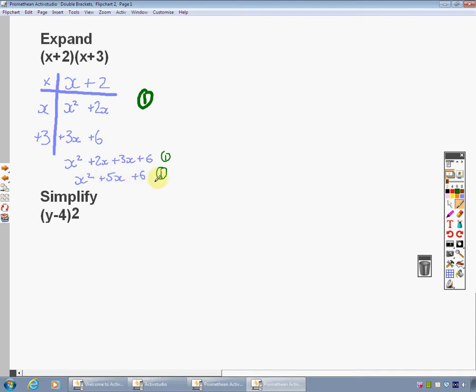Right, the next question we've got is simplify. It may also say expand. They do seem to interchange expand and simplify without too much worry really.